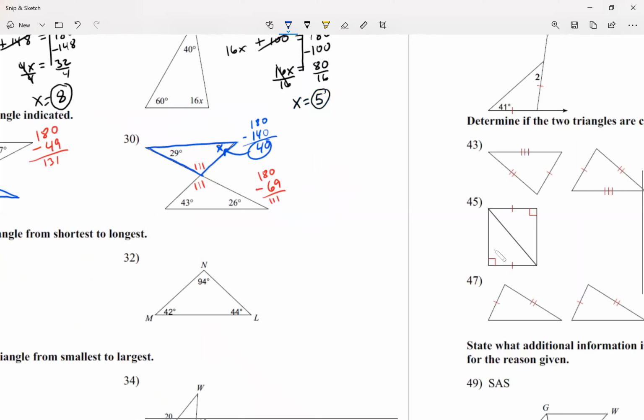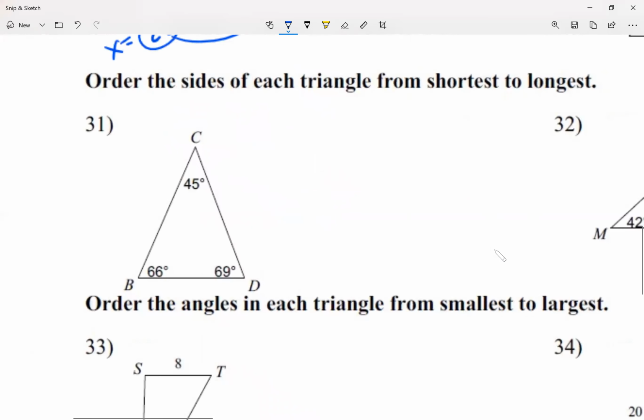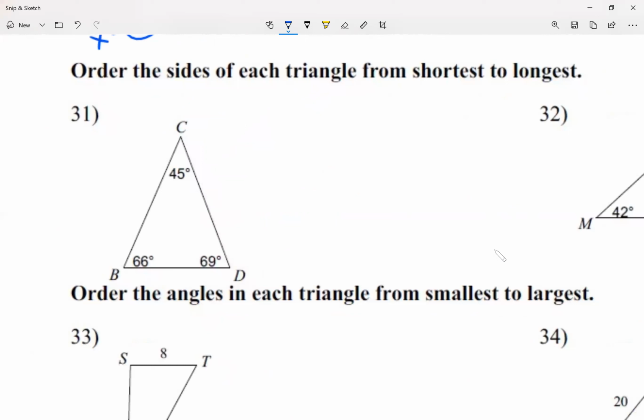Now looking at number 31, order the sides of each triangle from shortest to longest. I have the angles, not the sides, but I still have to order the sides. What I'm going to do, let me find the smallest angle. The smallest angle is 45, and that is opposite from this side. So I'm going to say the shortest side, I can either go BD or DB, right? The two letters that make that side, order does not matter. So either of those is good for the first one.